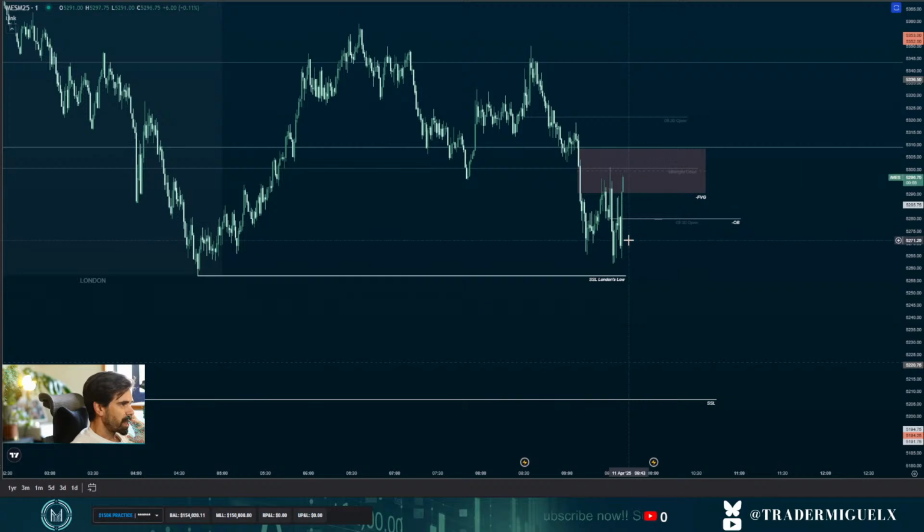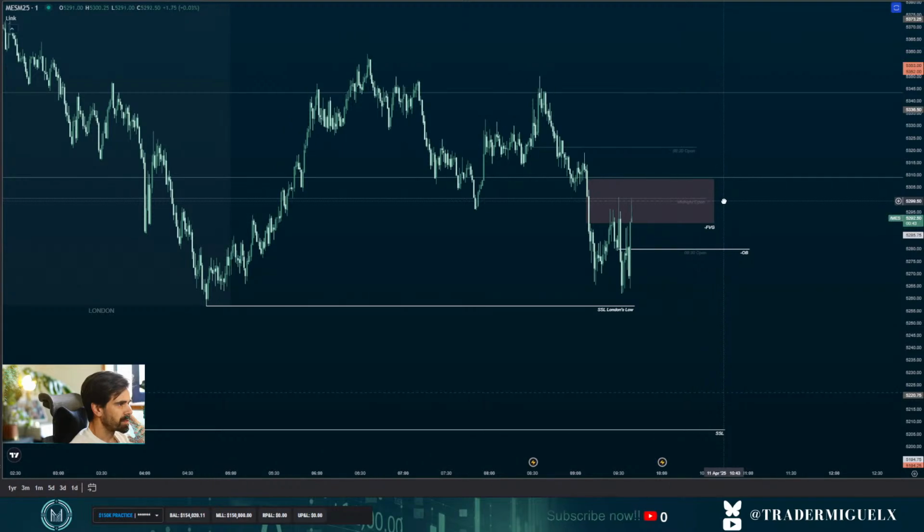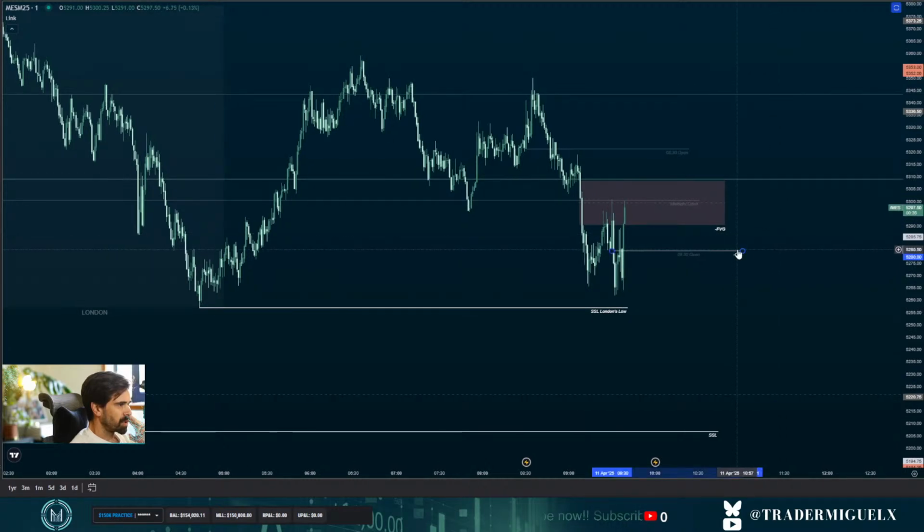So right now we have displacement to the upside. Another touch inside this bearish fair value gap that is being respected, and it touched on midnight open as well. This order block got disrespected, so I will take this off. And now we are playing once again above 930 open. This might be the first presented fair value gap that I will mark here.